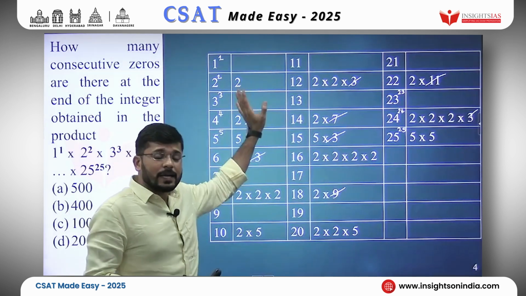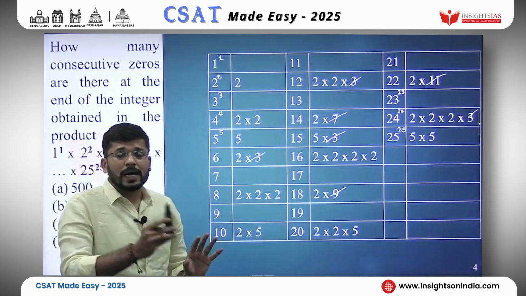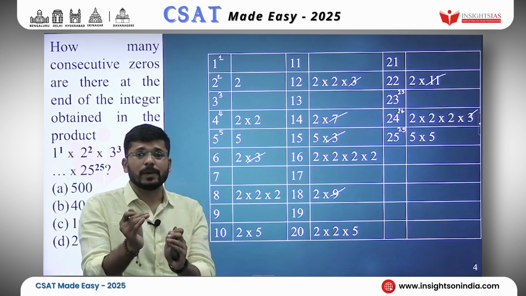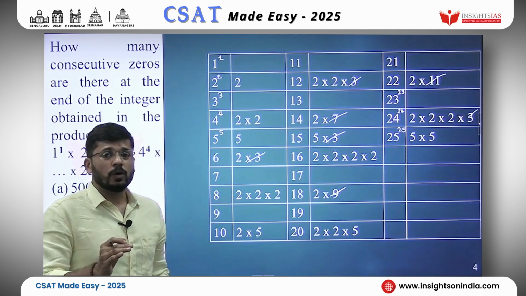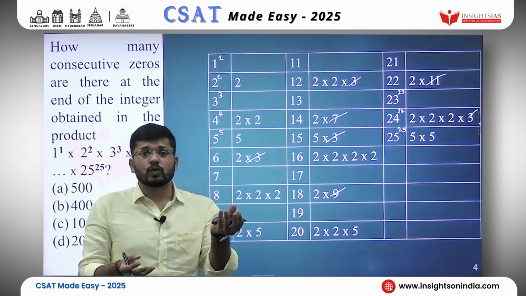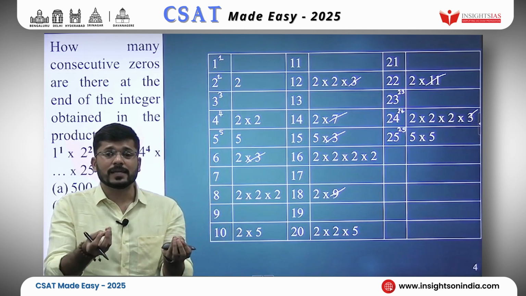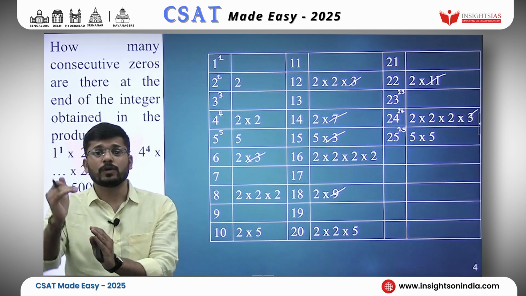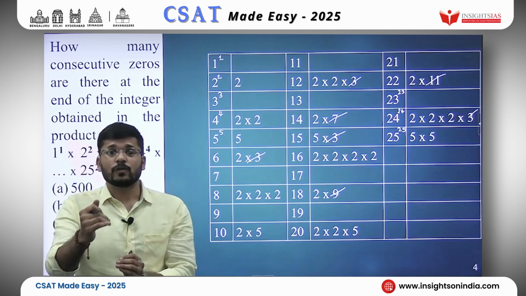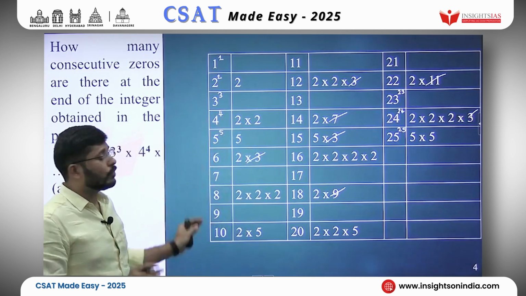So even if you count all the 2's and all the 5's, the number of 5's will be less than the number of 2's. So we know that when the number of 2's is not equal to the number of 5's, we will consider the number of 5's only, because we need to consider only whichever of the two is less. So we will count only 5's here.